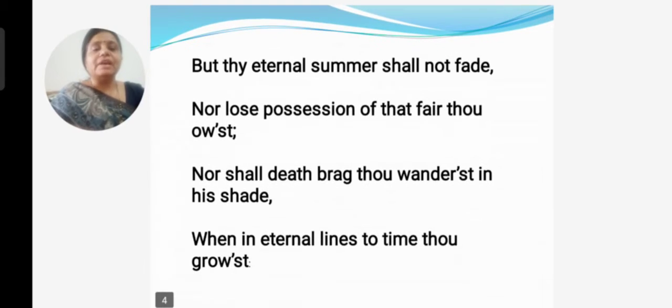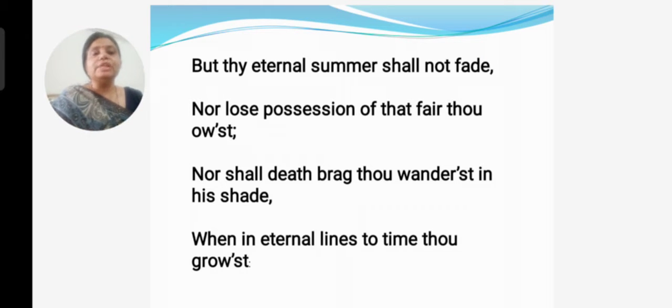Then he says, "But thy eternal summer shall not fade." You see, again he has used the word summer. He is now not comparing the beauty of the fair youth with a summer's day, but with an eternal summer. He has now added this adjective, eternal. So your beauty is comparable to summers, but summers which are eternal. So he says, thy summer is eternal. Summer here stands for beauty.